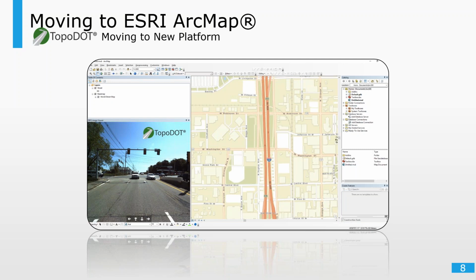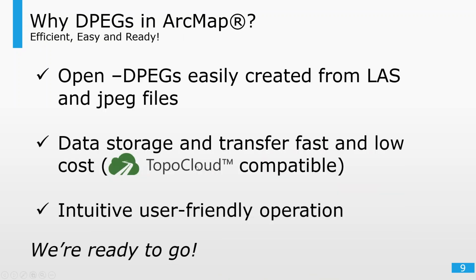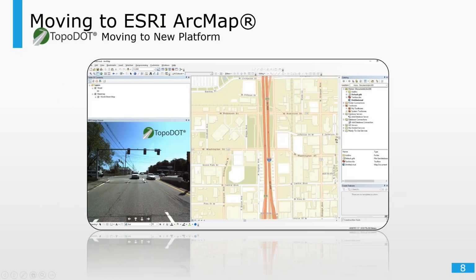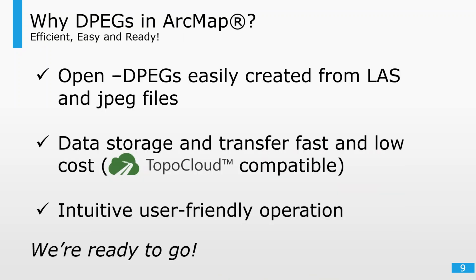You can put them on your server, you can put them on an Amazon server, and anyone can click in the map and the right image will come up. It'll find the image for you automatically. You can cycle through them, and if you want to click on here, you can measure. Maudy will do a little demonstration of that. So that's it. Again, the nice part, why DPEGs: they're just efficient, easy, and ready.